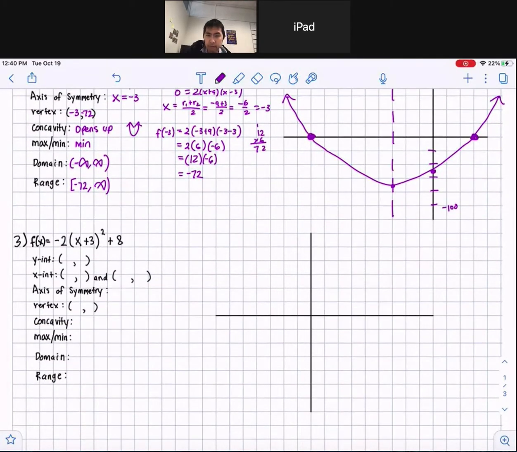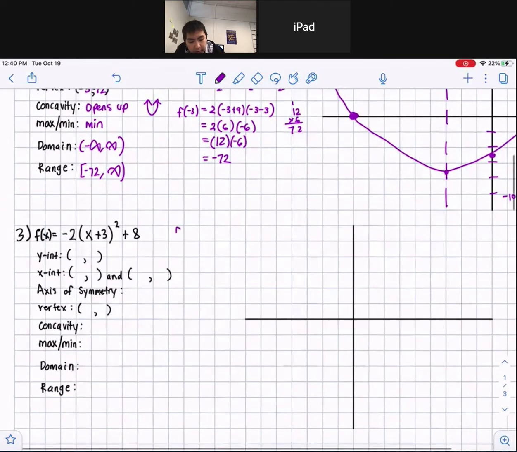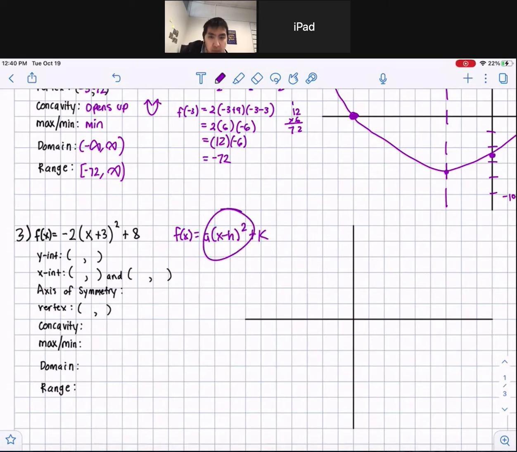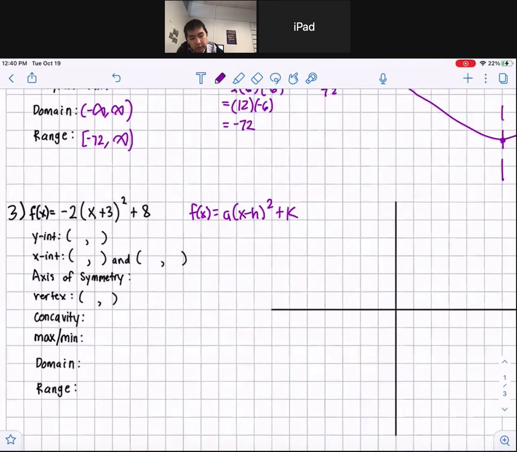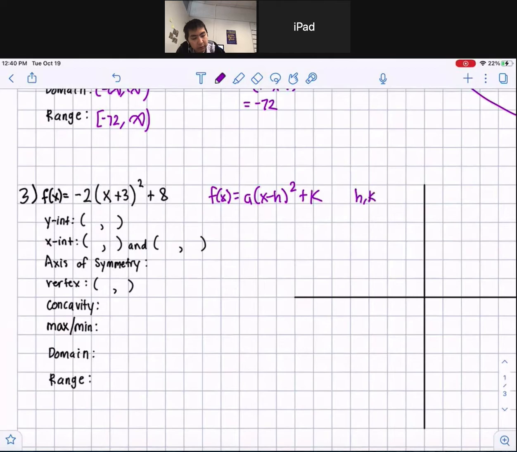Number 3. So for number 3, you guys can graph this. This is vertex form. Main thing you can see from vertex form is parentheses and raised to the second power, right? That's usually an indication of vertex form. So you can instantly see what the vertex is from this form. But first, let's find our y-intercept. Remember, you set x equals 0. Everywhere you see an x, it becomes a 0.